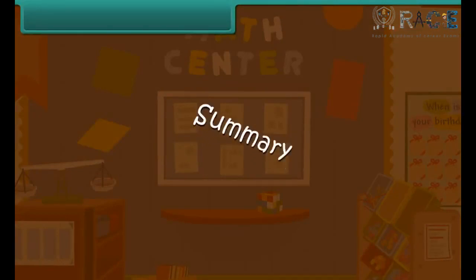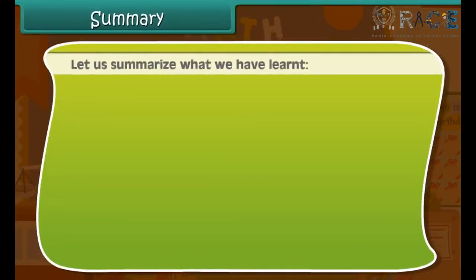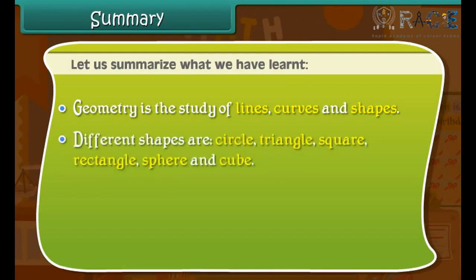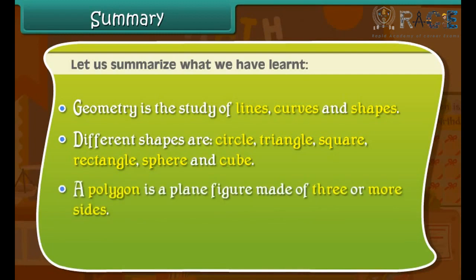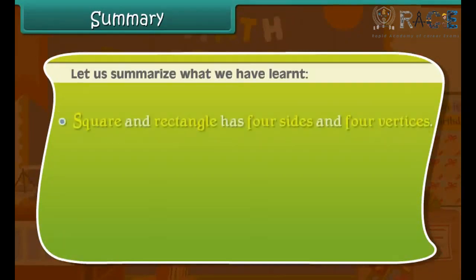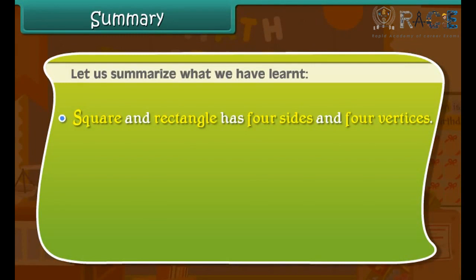Summary. Let us summarize what you have learned. Geometry is the study of lines, curves and shapes. Different shapes are circle, triangle, square, rectangle, sphere and cube. A polygon is a plane figure made of 3 or more sides. A triangle has 3 sides and 3 vertices. Square and rectangle have 4 sides and 4 vertices. Tangram is an old Chinese puzzle.